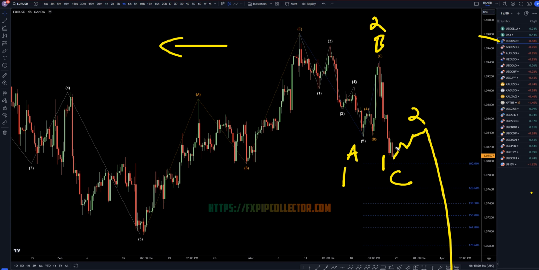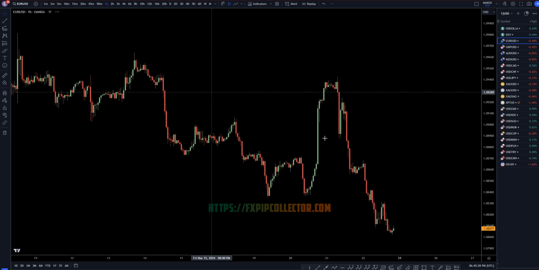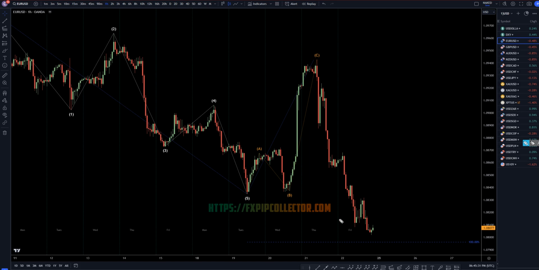But if it really is a wave C, instead of making a 1, 2, 3 or an ABC, it'll make a 1, 2, 3 and just keep on going up, which I'll show you on the 1 hour time frame. Taking it down to the 1 hour time frame, if it does go up, if it does break structure, then this is definitely the end of a trend.